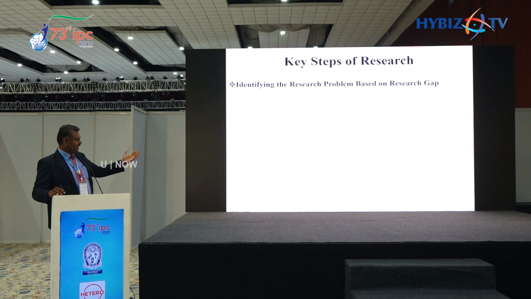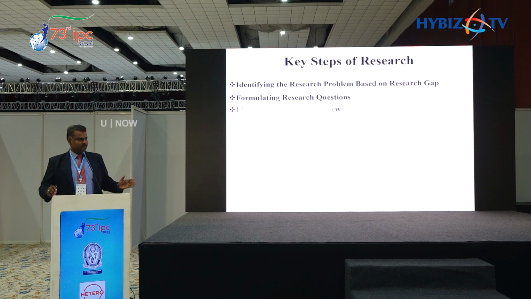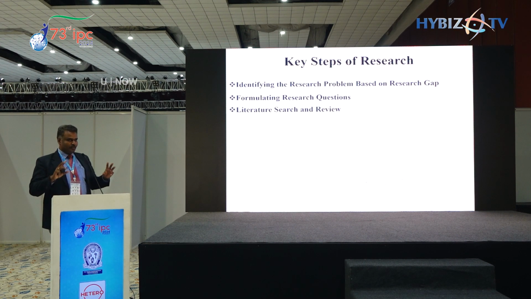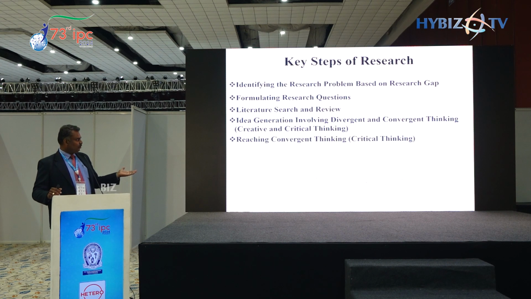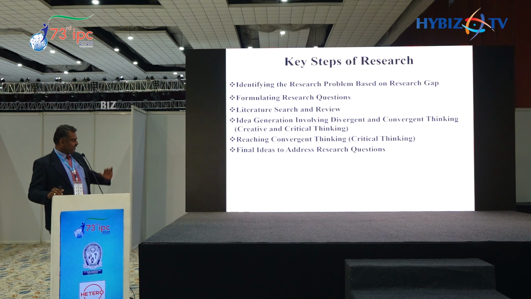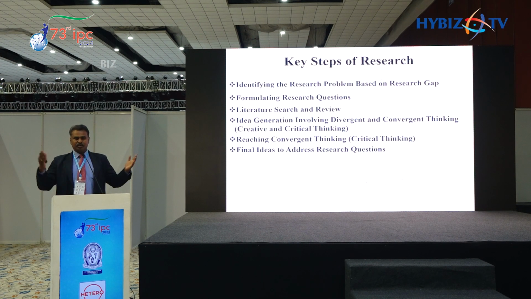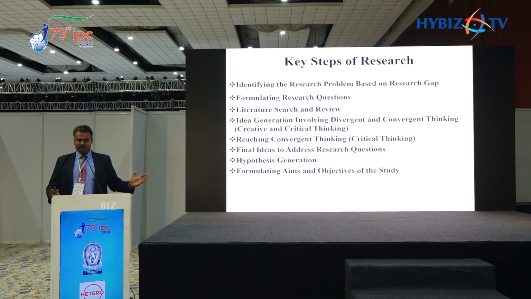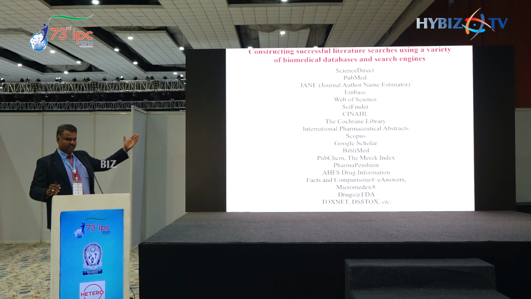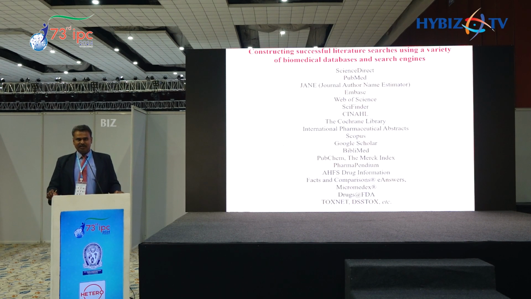So these are the key steps. Next. You have to first identify the research problem. Based on the research gap, you have to formulate the research question. Then you have to do the literature search. A lot of literature search engines are available. Then you have to come up with ideas, divergent followed by convergent, meaning creative thinking followed by critical thinking. Next, you have to reach, with critical thinking, one best idea to solve a problem, although you have 10 or 15 ideas. Then you have to generate the hypothesis, followed by the aims and objectives, what Dr. Jagdish said. Next.